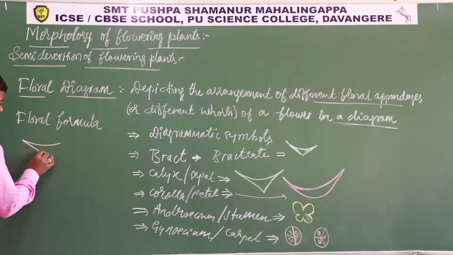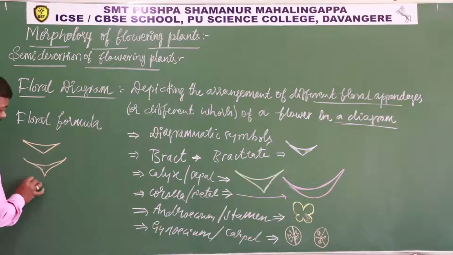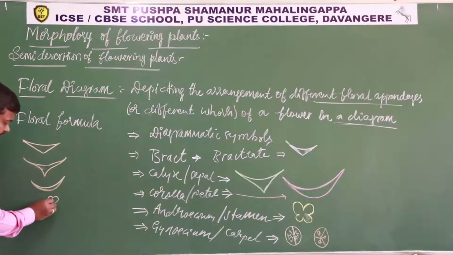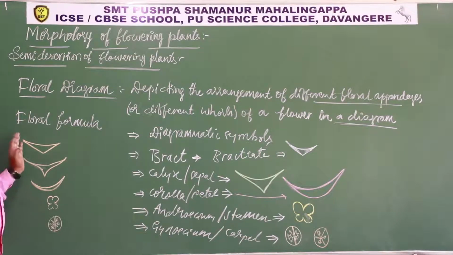So if it is written like this, it indicates a bract, and sepal can be written like this, petal can be written like this, androecium can be written like this, then gynoecium can be written like this at the center. So this is how you are going to represent them in a floral diagram. Okay, so let me explain it by taking one small example. By looking at the example you can understand it better how we are going to write it.